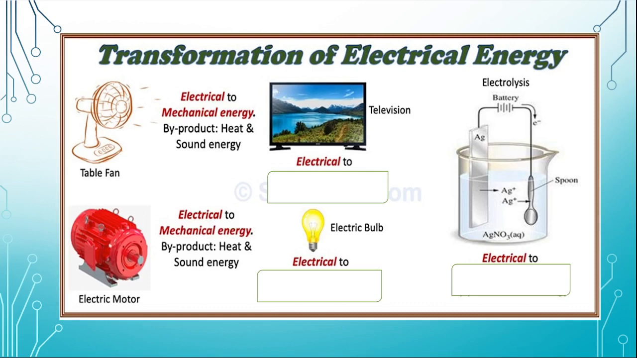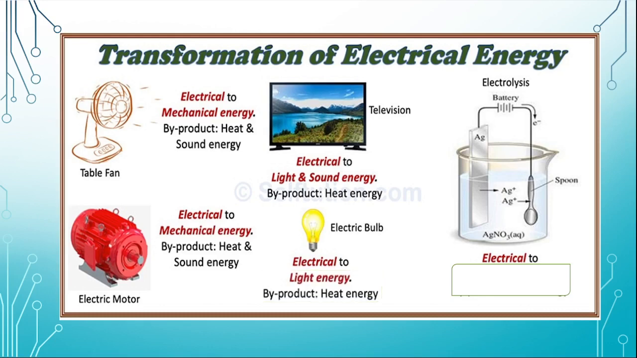Then comes television. Electrical energy is converted to light energy and sound energy using a television. Again, when you touch a television, you can feel that it is hot because there is also the production of heat energy in this transformation. Then comes a light bulb. Here, electrical energy is converted to light energy, but heat energy is an unwanted byproduct.